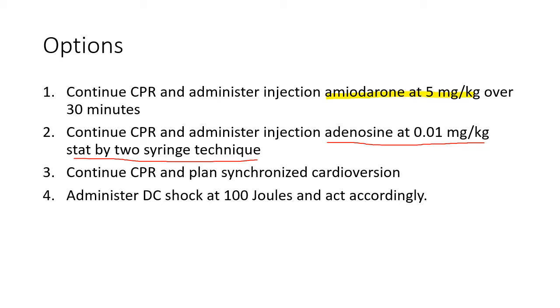Third option is continue CPR and plan synchronized cardioversion. So we should know when synchronized cardioversion is done, or whether this is the correct scenario. For that, option 4 is administer DC shock at 100 joules and act accordingly. This seems to be the correct option. If you recognize the rhythm as ventricular fibrillation, as the name says, it requires defibrillation. So defibrillation, direct current shock at 100 joules, 2 joules per kg for a 50 kg child, and so on.